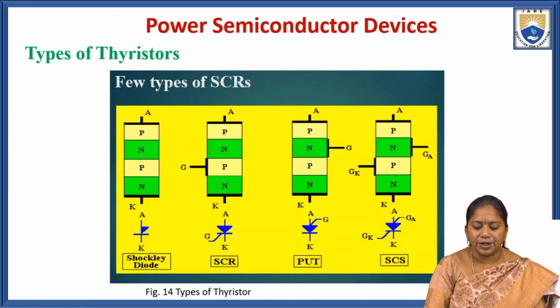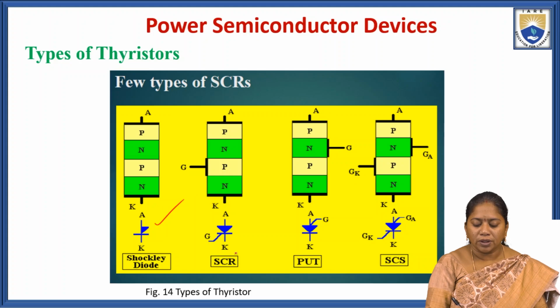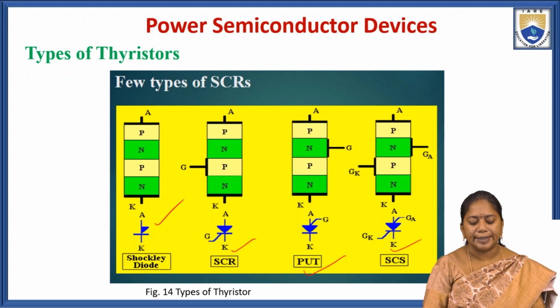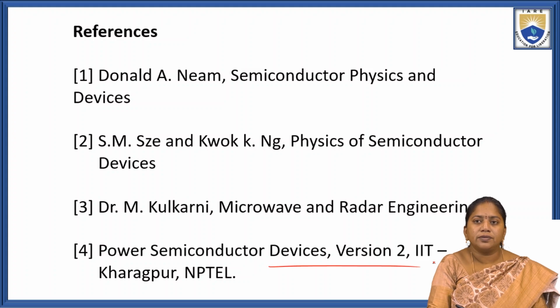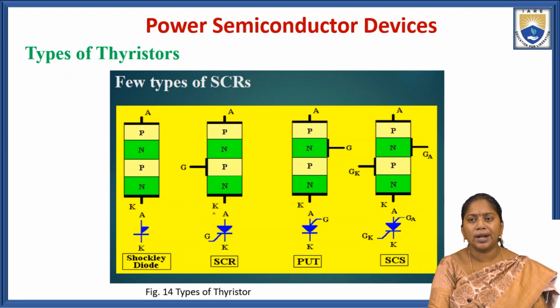Here the figure represents a few types of the SCRs. First one is the Shockley diode. Second one is the SCR, silicon controlled rectifier, and then SCS, silicon controlled switch, and PUT. These are the types of the SCRs. These are the four semiconductor layer devices: Shockley diode, SCR and SCS.